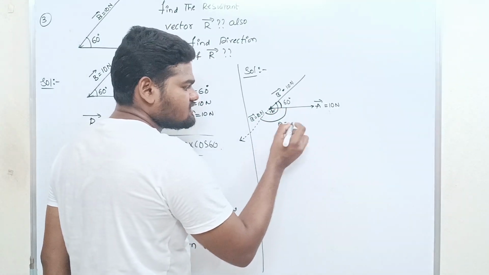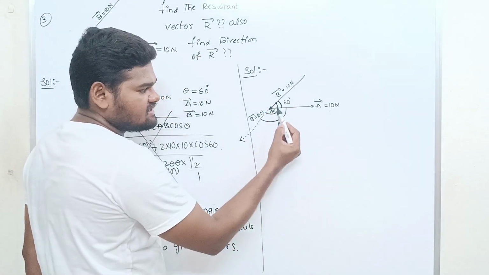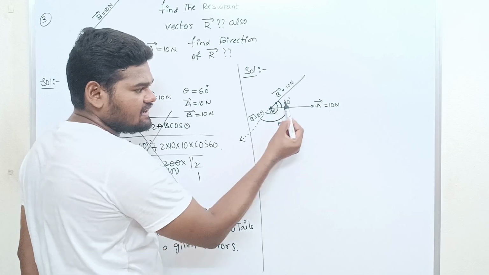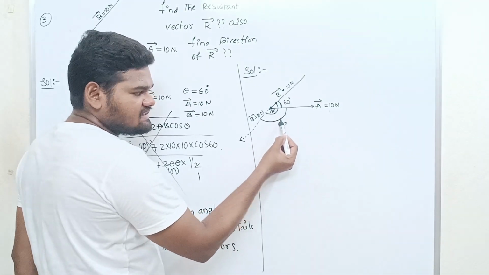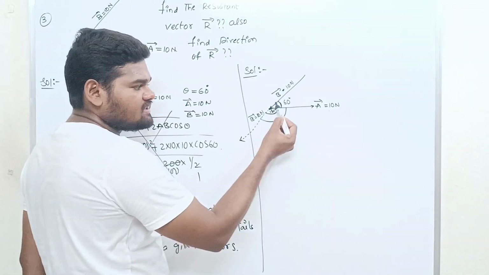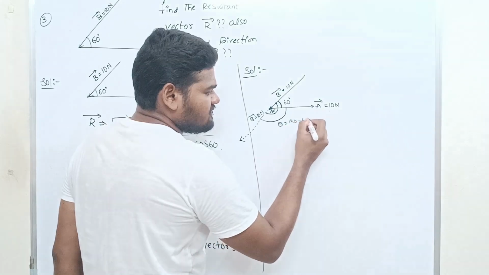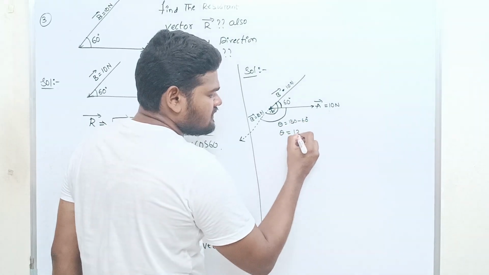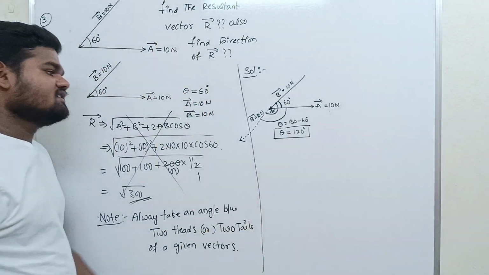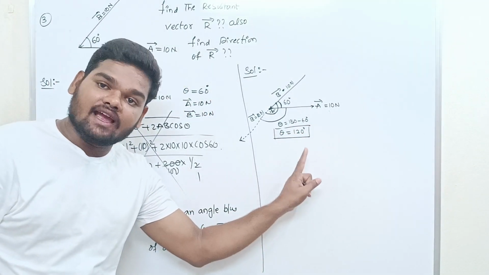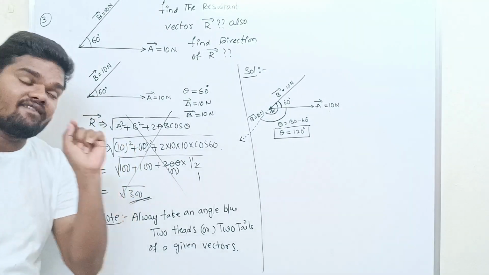This is our theta. So theta is equal to, have a look. This total angle is 180 degrees. From here to here, 60 degrees. So this angle is 180 minus 60, which is 120 degrees. So take theta equal to 120 degrees and substitute in this formula, and you will get the correct answer.